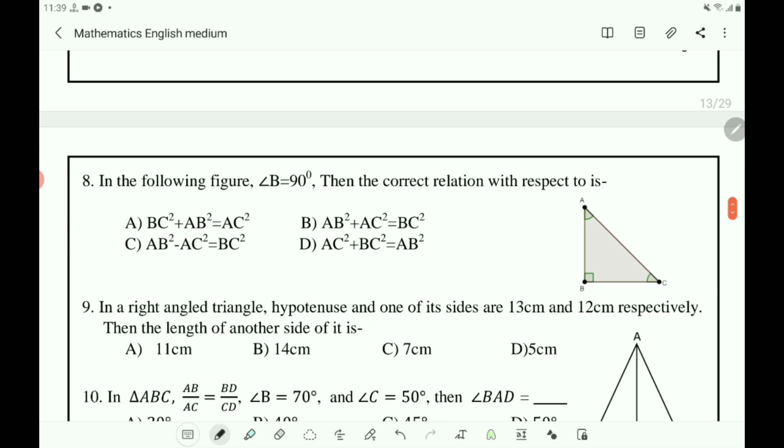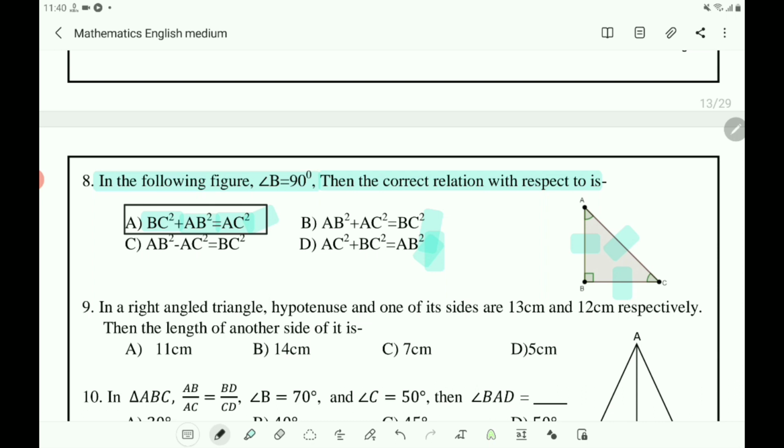Then take question number 8. In the following figure, angle B equals 90 degrees. Then the correct relation with respect to it is. Here it is the Pythagoras theorem. AC square equals AB square plus BC square. Here the other options are not correct. So option A is the answer. Note down the answer, option A.